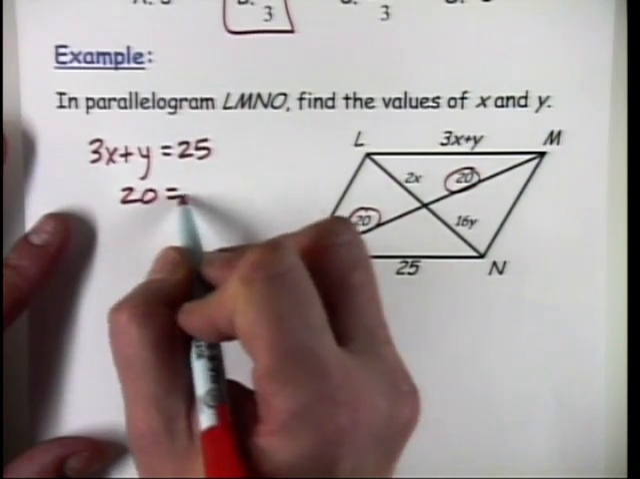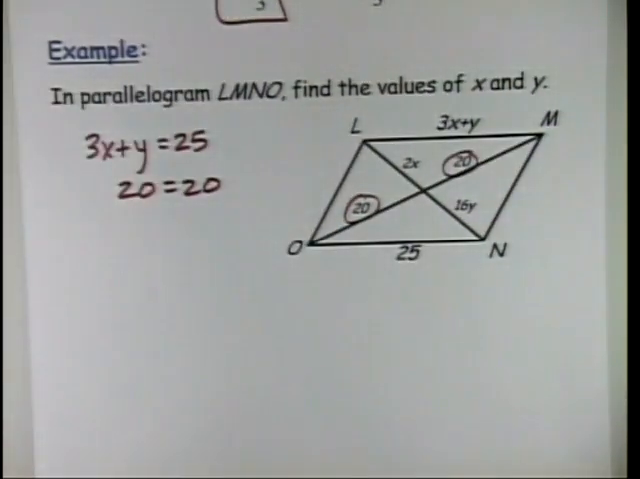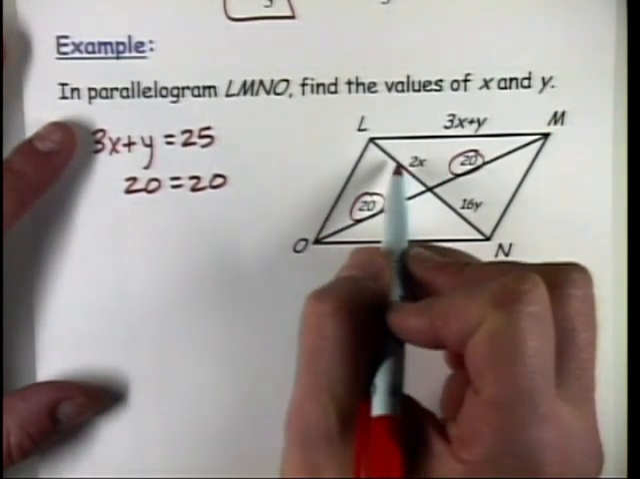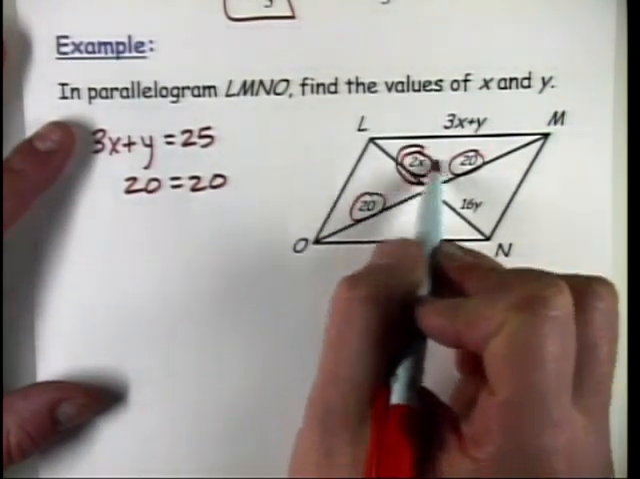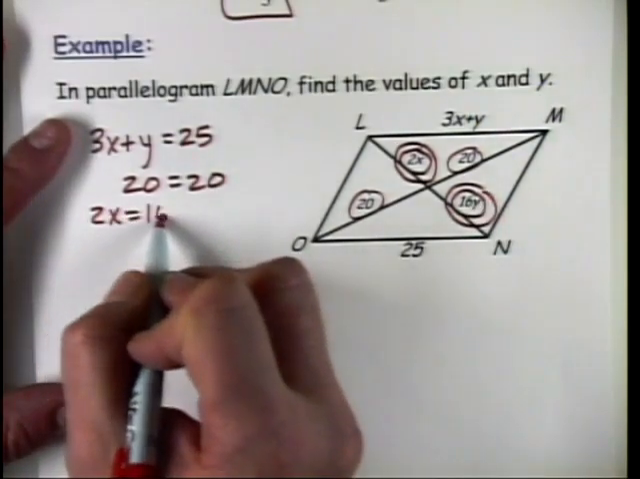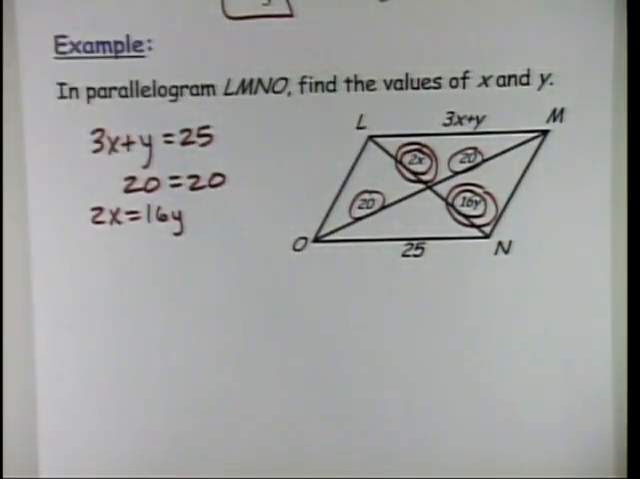Let's write that down. Is that going to help us? 20 equals 20. That's a true statement. It's not going to really help us, though. Let's try the other diagonals. I know it bisects it, so I know that 2x has to equal 16y. 2x has to equal 16y. Well, that one will help us.